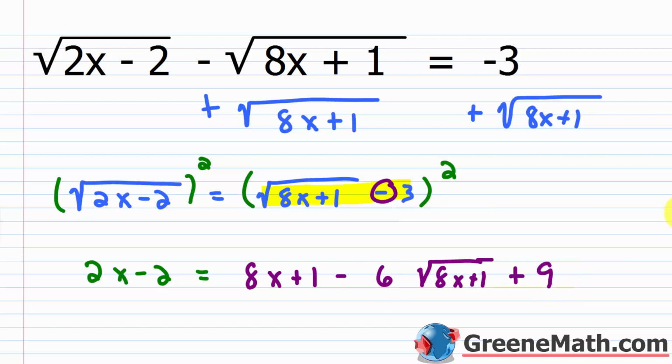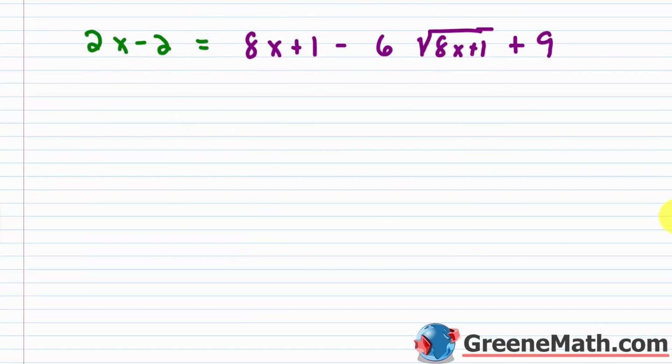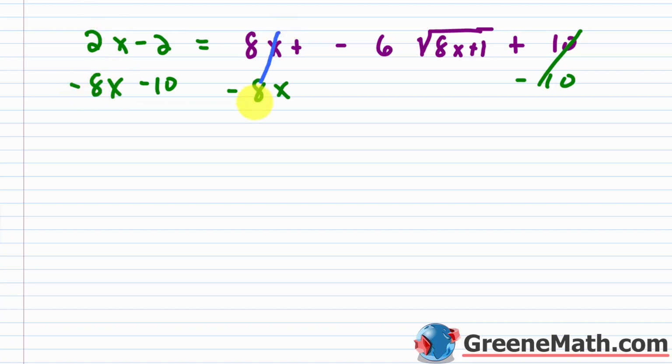Okay, let's scroll down and get some room going. All right, a lot to clean up here. So I know that 1 plus 9 is 10. So let me just write this as 10. And let me go ahead and subtract 10 away from each side of the equation now. So that's going to cancel. And let me subtract 8x away from each side of the equation. So that's going to cancel.